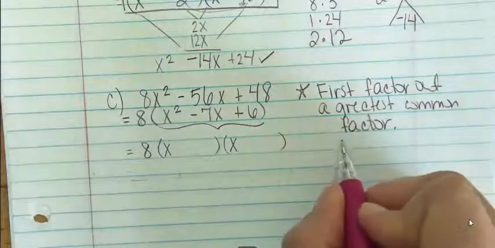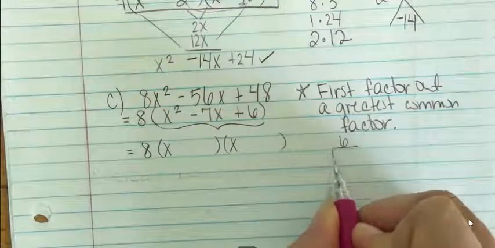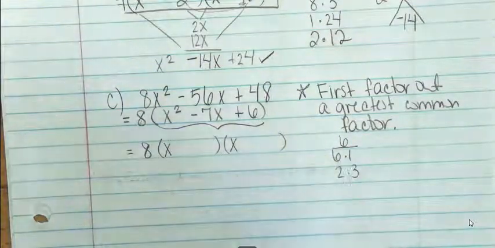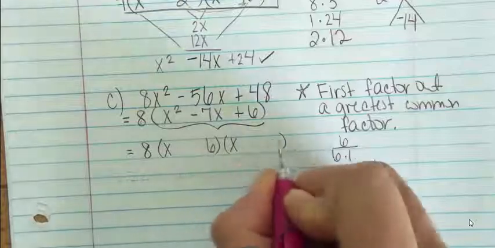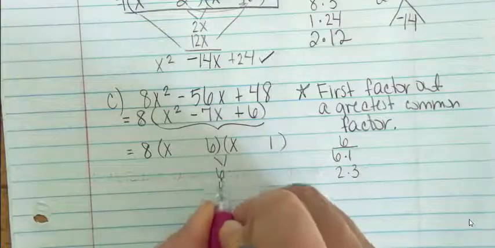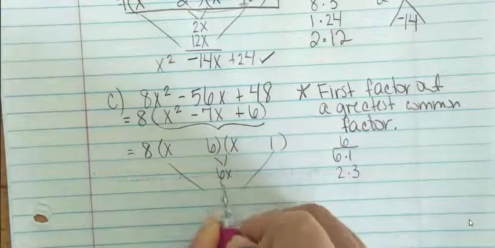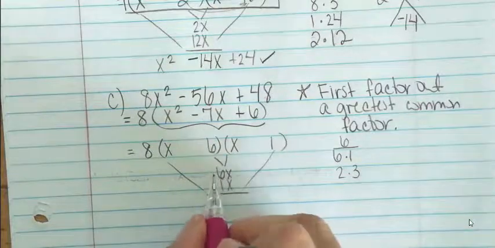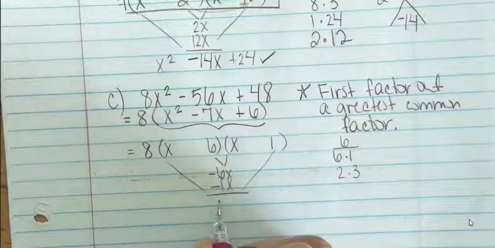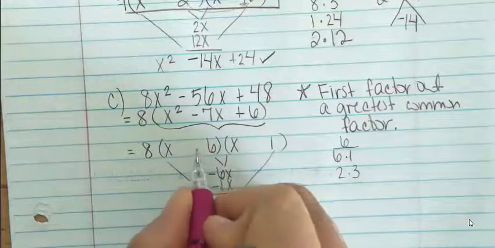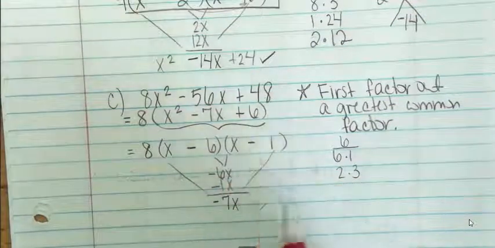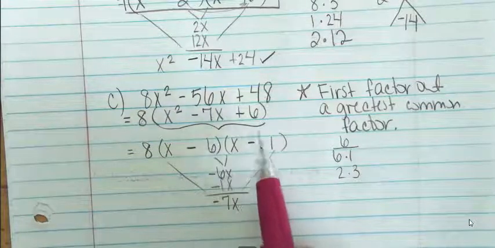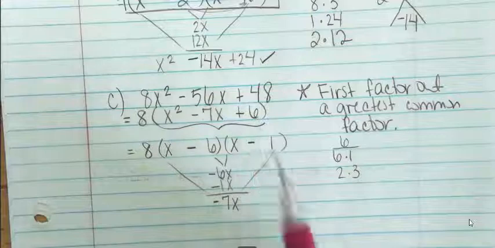That'll give me 7. Well, my only choices for 6 are 6 and 1 or 2 and 3. Well, 6 plus 1 will give me 7. So I'm going to use 6 and 1. Checking my inners, I get 6x. Checking my outers, I get 1x. How do I make that into negative 7x? That's right, they both have to be negative. So it's a negative 7x, which means both signs here are negative, which is why my last term is positive, right? Negative 6 times negative 1 gives you positive.